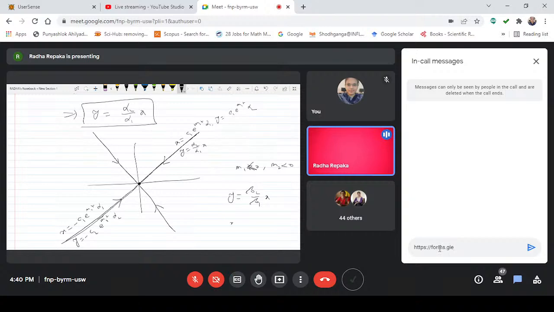What are these four paths? Depending on m1 and m2, which are not equal to 0, but m1 into m2 is greater than 0. That means both are having the same sign. Here I will put that m1 is less than 0, m2 is less than 0. Till here is it okay, please? Please tell me. Yes, ma'am.